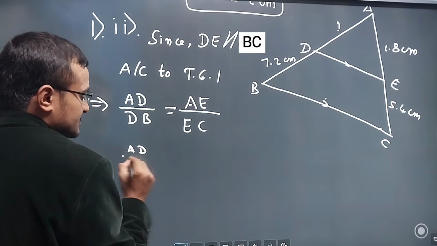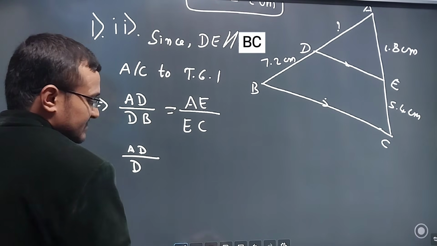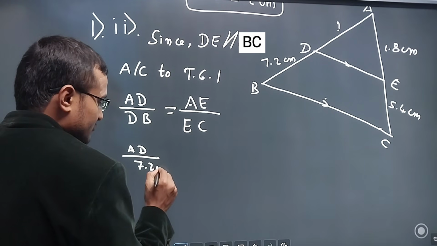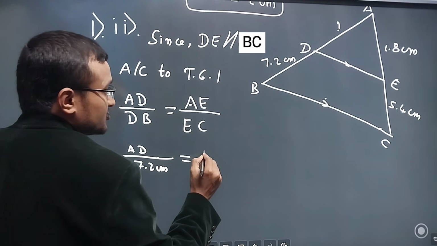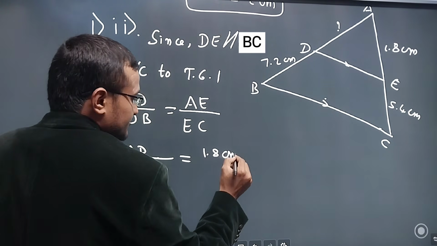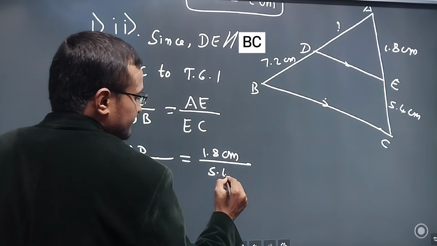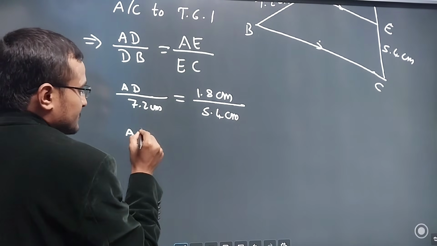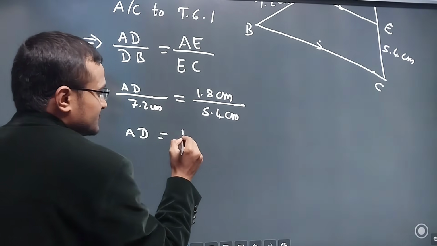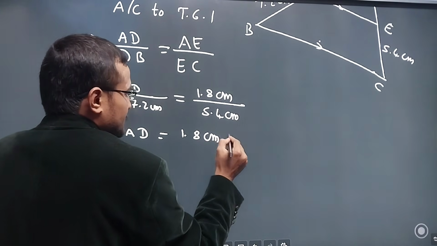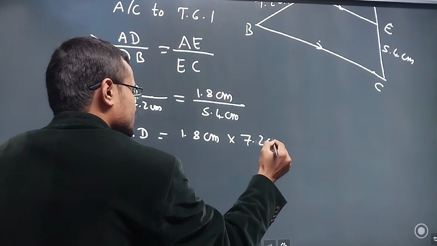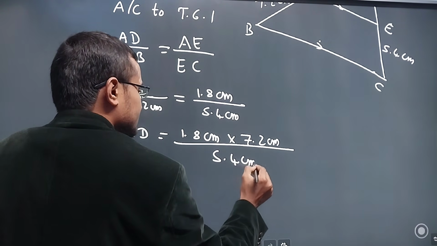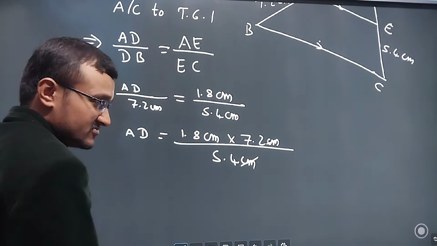AD we don't know, we'll just keep AD as it is, divided by DB. DB we know that it is 7.2 centimeter. So AD divided by 7.2 centimeter is equal to AE, which is 1.8 centimeter, divided by 5.4 centimeter. This 7.2, if you bring it to the RHS, it goes to the numerator. So 1.8 centimeter into 7.2 centimeter whole divided by 5.4 centimeter. So your centimeter gets cancelled with each other.